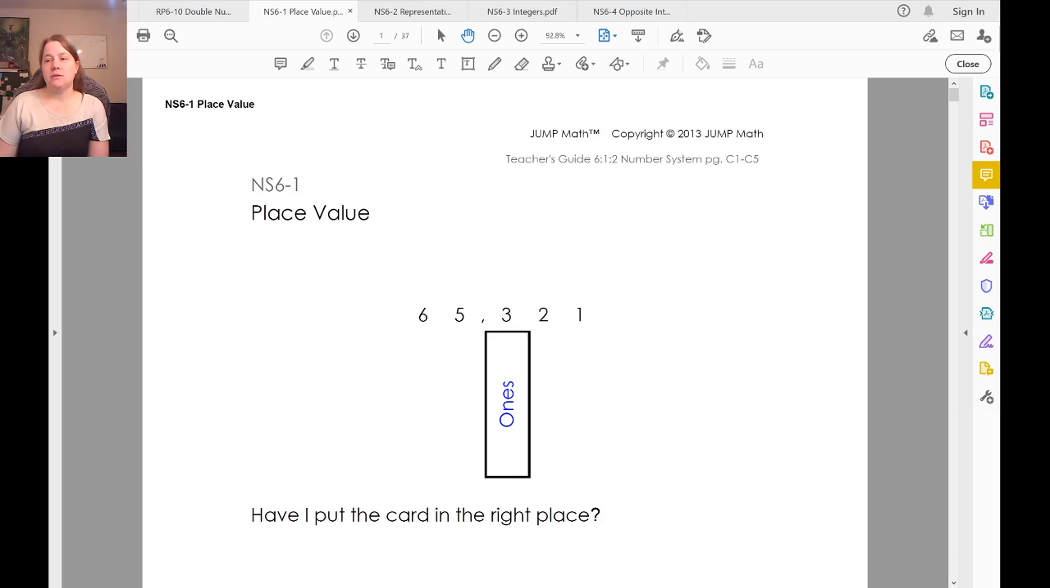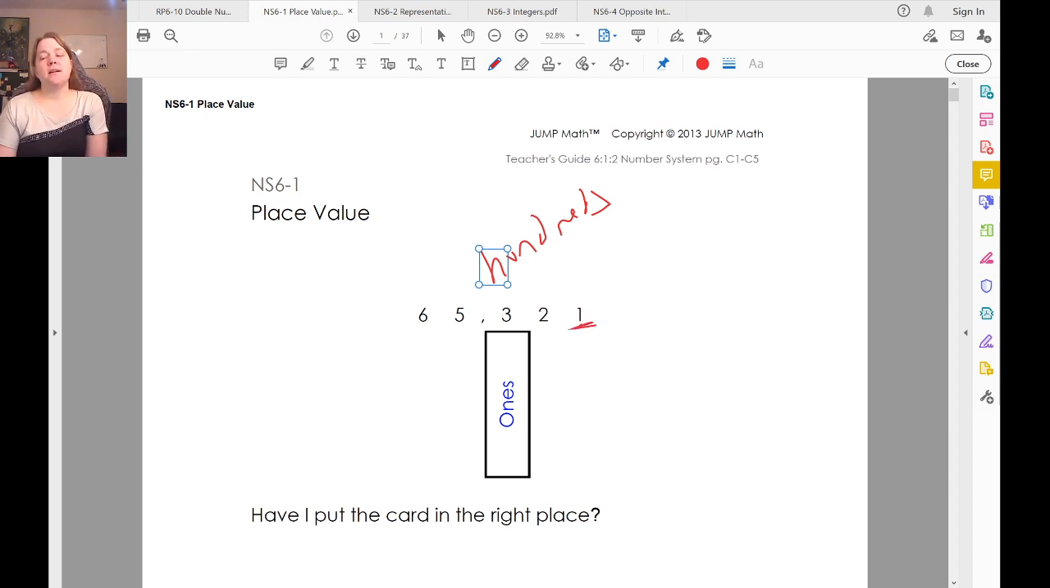This video is going to talk about place value. So we're going to go through this a little bit quicker maybe, hopefully. When we look at place value, is that card in the correct spot? The answer is no. The spot that card is above is the hundreds place value. The ones place value is right here.